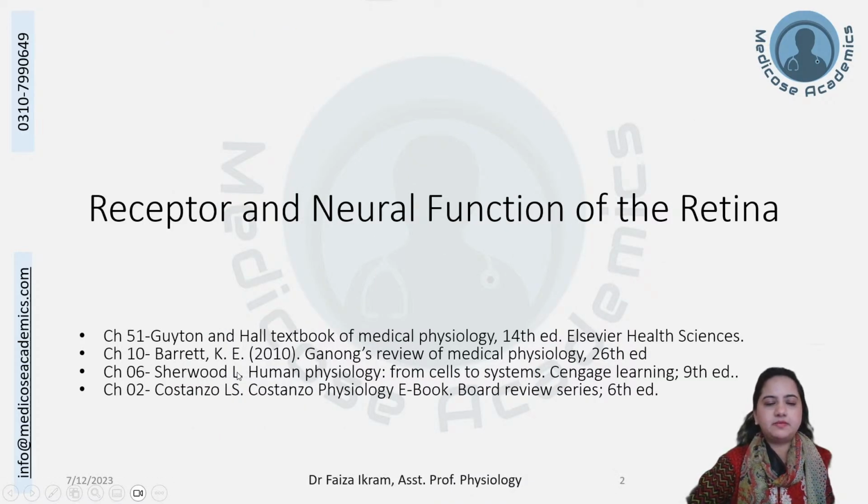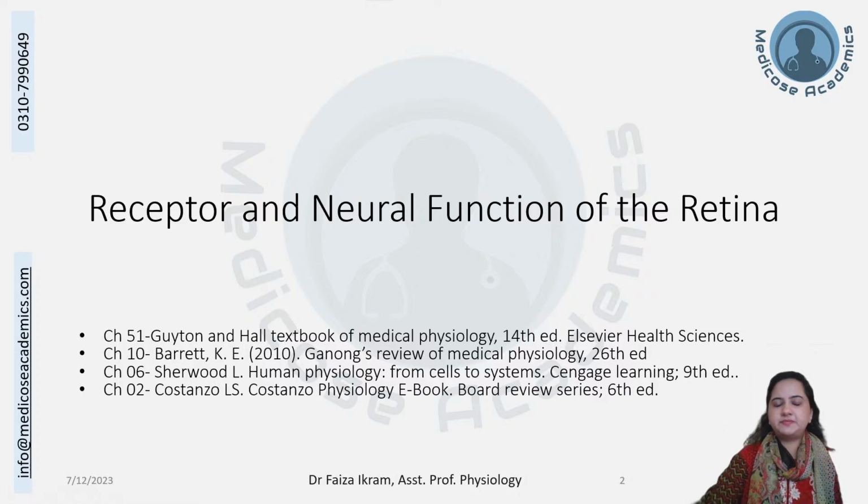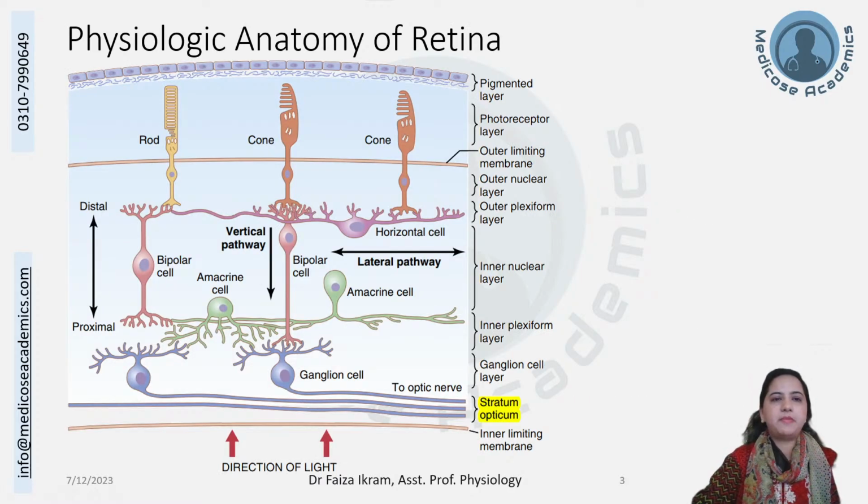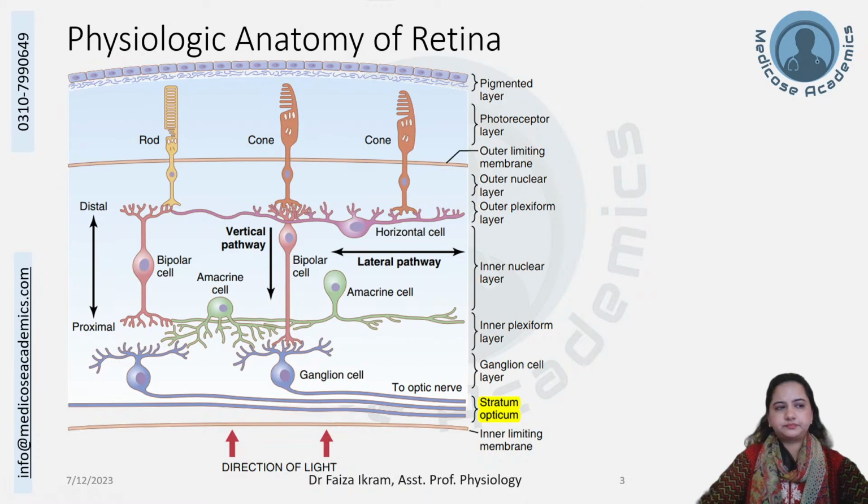For the session, I will be using references mostly from the textbook of Physiology, Guyton and Hall, chapter number 51, and some references from Ganong Physiology, chapter 10, Sherwood Human Physiology, and BRS Physiology also. So let's begin our discussion about the retina. To move up towards its physiological functions, first we have to look at the relevant anatomy of retina.